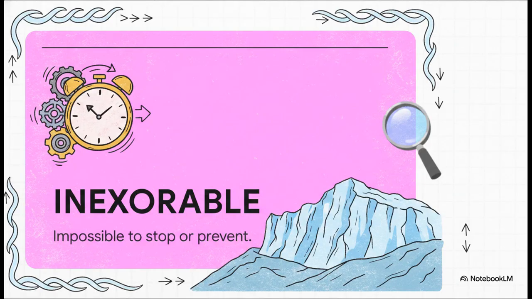And on the flip side of that, we have inexorable, a force or a process that is just relentless. It's unstoppable. Think about the inexorable march of time, or the slow, powerful advance of a glacier. It just keeps going no matter what anyone does to try and stop it.